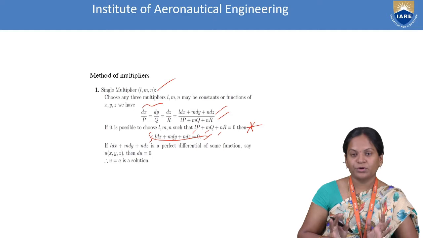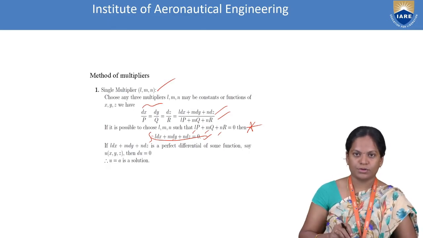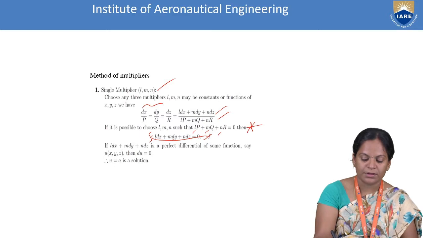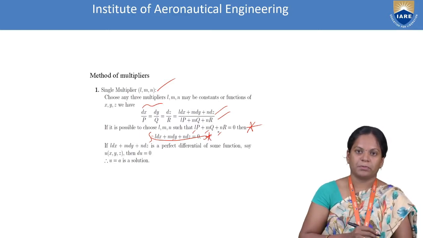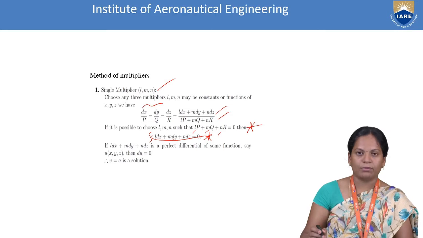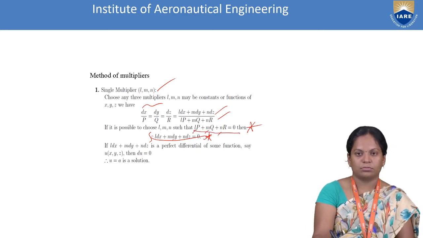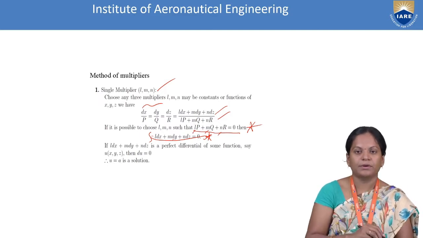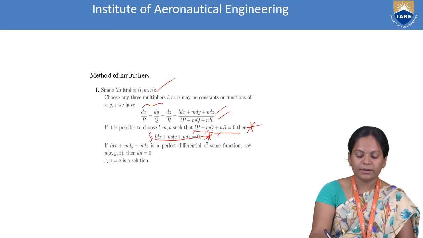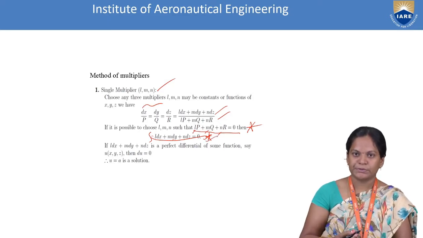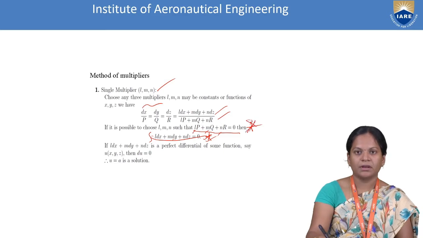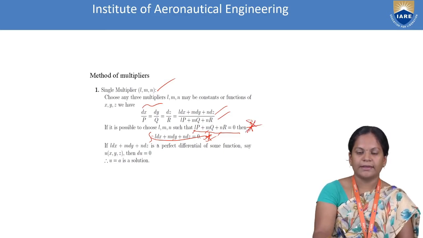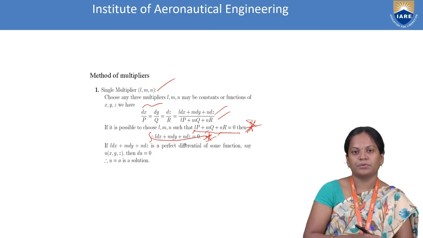l, m, n are multipliers. We have to remember this. Those l, m, n are either functions of x, y, z or constants. Then only we can take the integration. And one more thing we have to remember: if we choose l, m, n values, the denominator l into P plus m into Q plus n into R must be equal to 0. Then we can take l dx plus m dy plus n dz equal to 0. Here we have to check only this condition, and to get the solution we write l dx plus m dy plus n dz equal to 0.